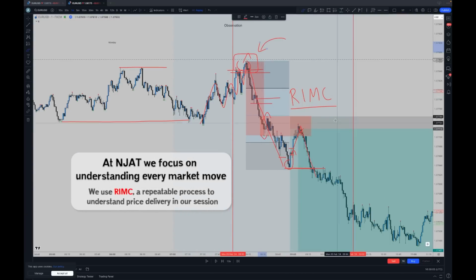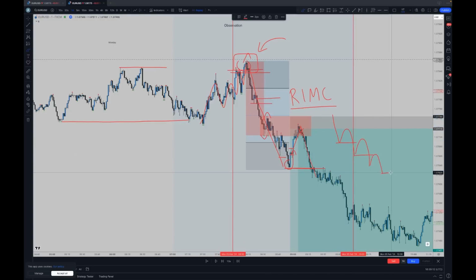And how would that be presented to us? It would be price taking out previous lows that are created. That will be a continuation of that bearish momentum. And that's exactly what we see. Previous lows in the market being taken out and previous highs respecting. So now that I've cleaned this up, let's have a look at the result.